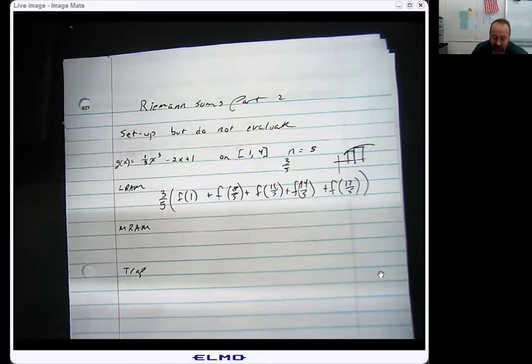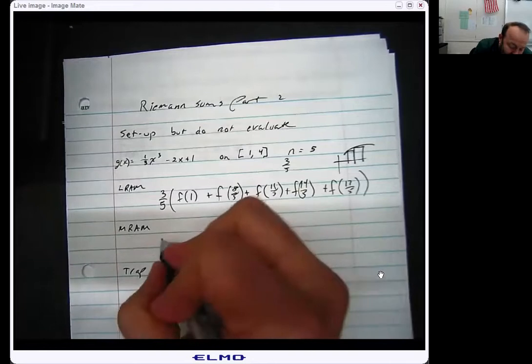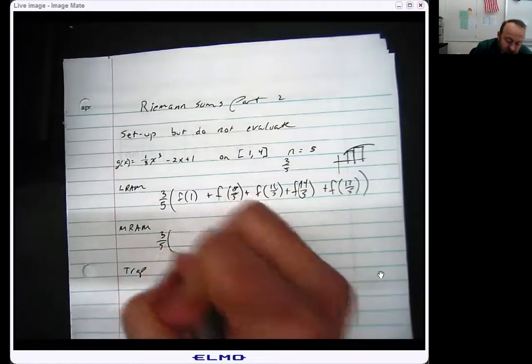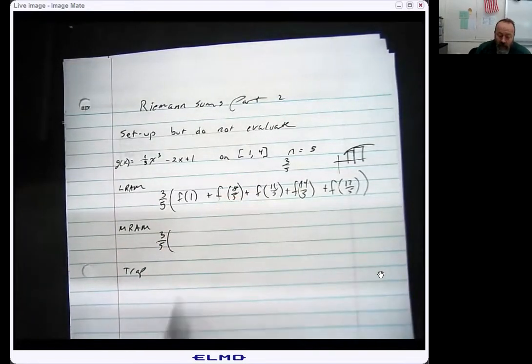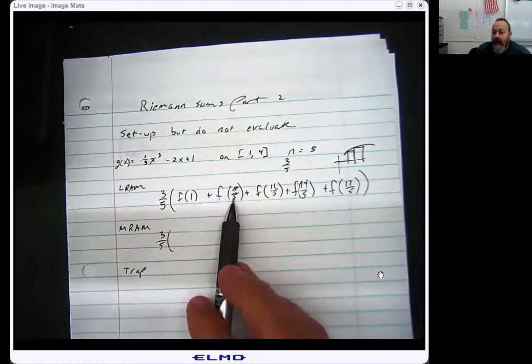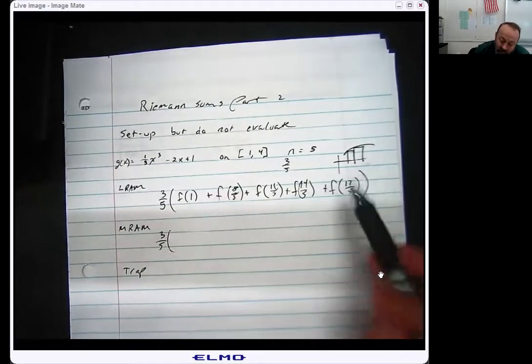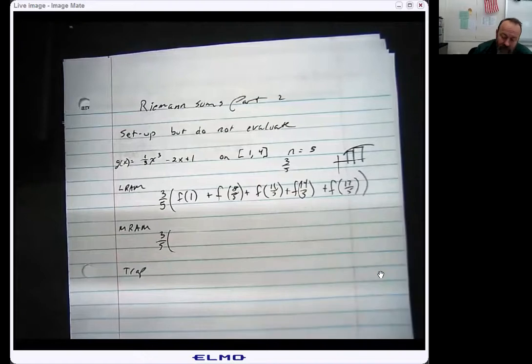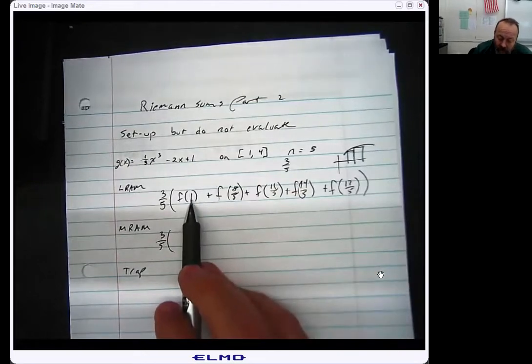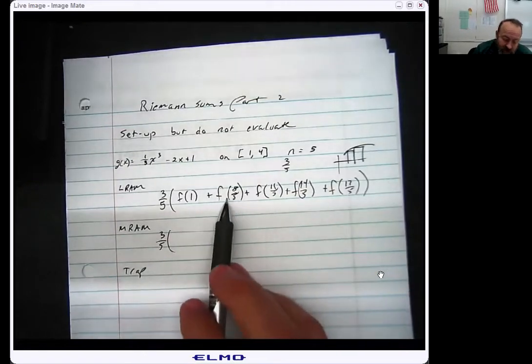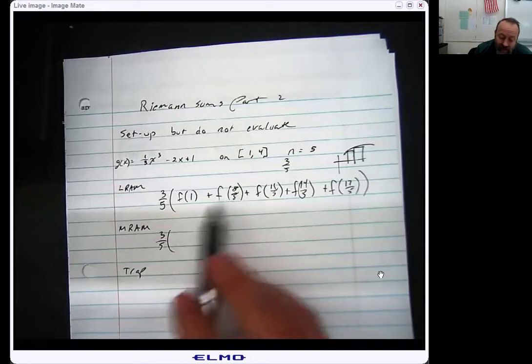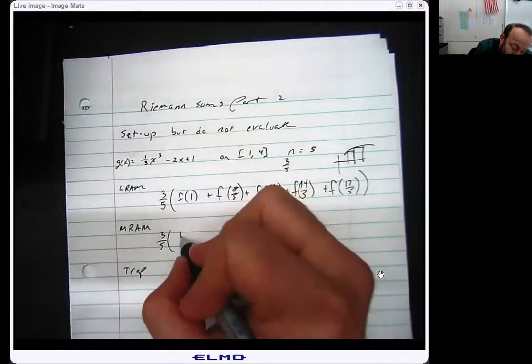Now, when we deal with MRAM, that's a little bit harder, and I did that on purpose because we're still going to have rectangles of width 3/5, but we're not going to hit at 1. We're not going to hit at 8/5, not the left side or the right side. We're not going to hit here. We're going to hit right in the middle. So right in the middle of 5/5 and 8/5 is 13/10.